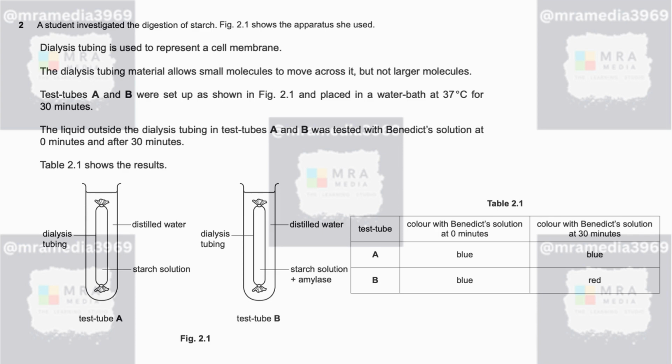Test tubes A and B were set up as shown in Figure 2.1 and placed in a water bath at 37 degrees Celsius for 30 minutes. The liquid outside the dialysis tubing in test tubes A and B was tested with Benedict solution at 0 minutes and after 30 minutes. Table 2.1 shows the results. Test tube A, the color with Benedict solution at 0 minutes is blue, and color with Benedict solution at 30 minutes is also blue. Test tube B, the color at 0 minutes is blue, whereas the color at 30 minutes is red.